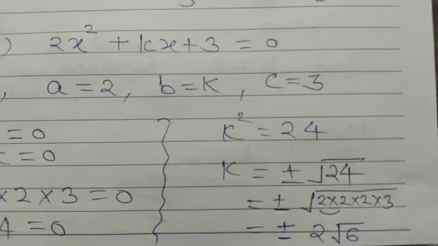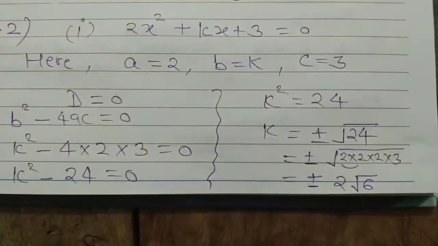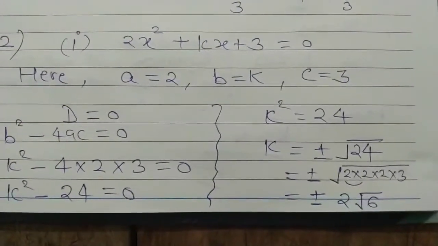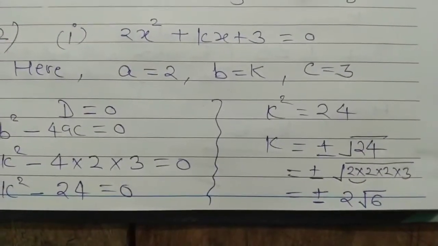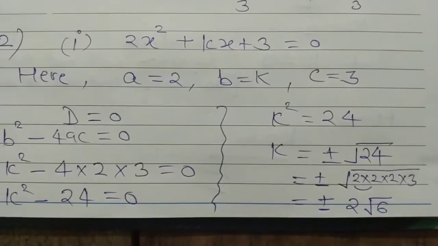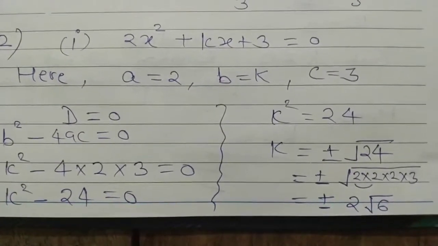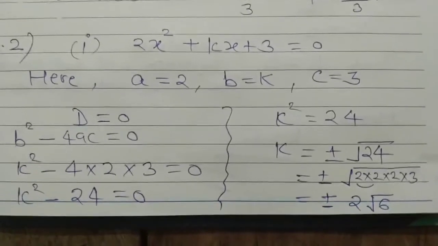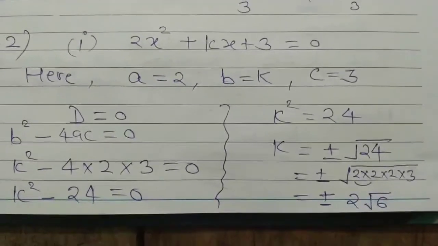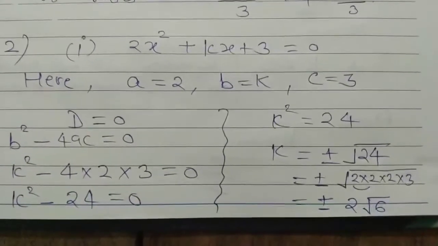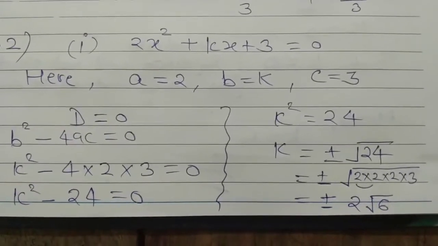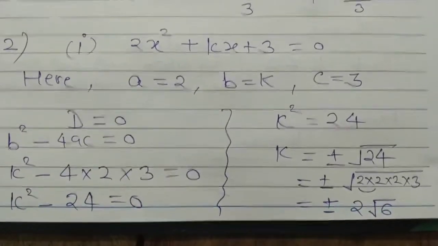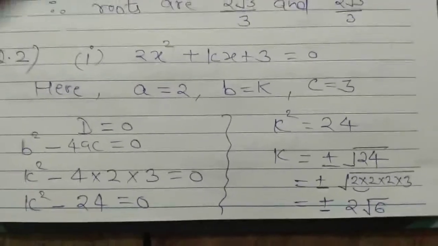Now see, we can transpose 24 to the right hand side. So k square equals to 24, and then the square will go in square root. It will go plus minus root 24 because we all know that the value of k can be positive also and negative also, okay. So solve the square root, do the factors of 24. So 2 will come outside. So our needed answer is k equals to plus minus 2 root 6.